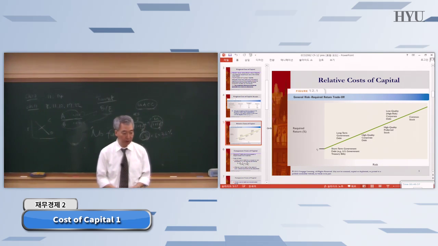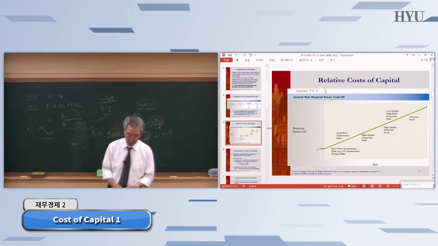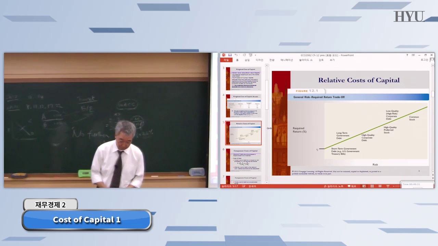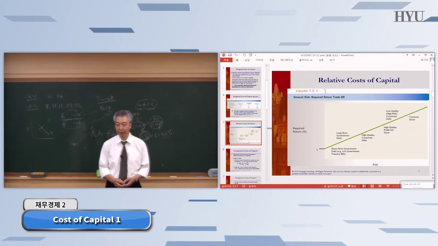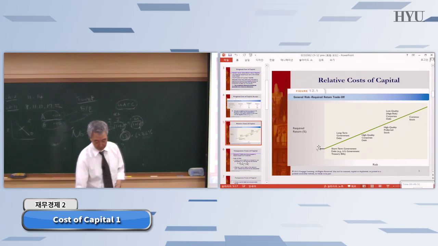So which security has the lowest required rate of return? Of course, the one with the minimum or least risk, right? Which security has the least amount of risk? You can say the short-term government debt, like a U.S. government treasury bill, like a 3 months treasury bill. There's almost no chance that the U.S. government will go bankrupt in 3 months, right? So we consider that the risk-free rate, okay?